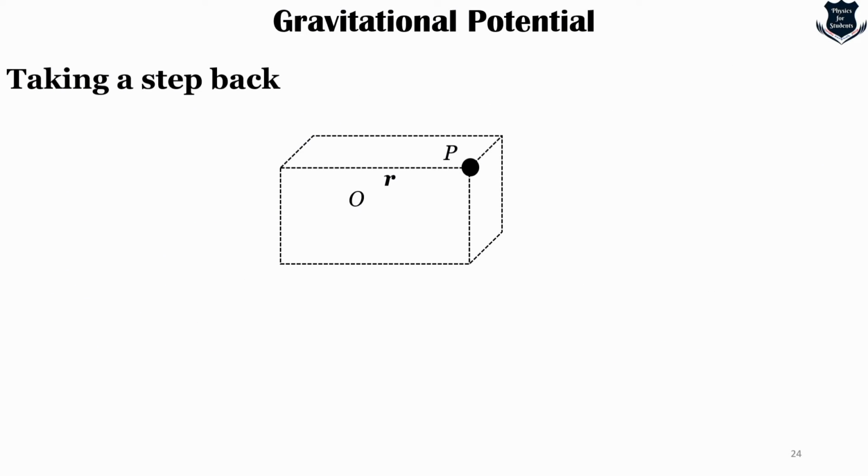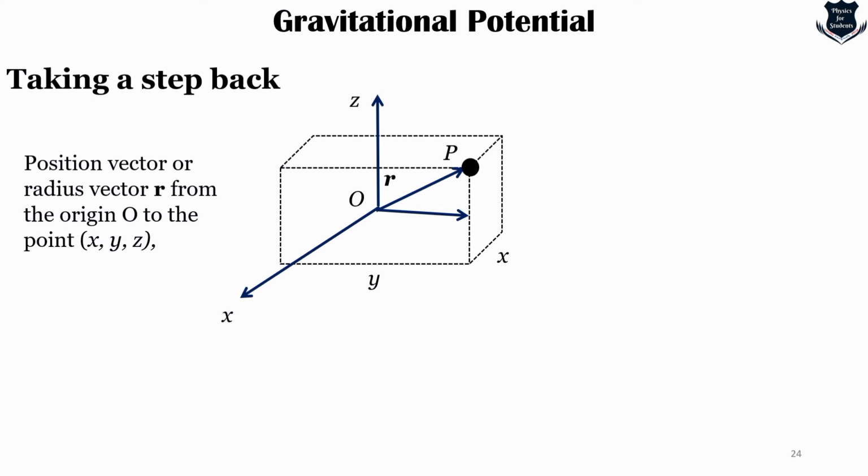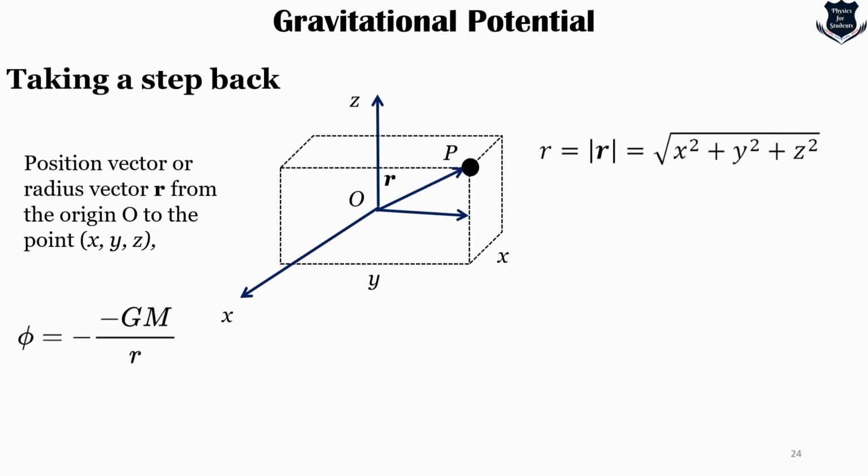Okay, so we now take a step back and we want to go back to that cuboid concept. Now why? Because we want to understand something which is called the magnitude of a position vector. So if we take these lines, what we get from here is that position vector or radial vector r from the origin O. We already know this, so we know that r equals the square root of x square plus y square.